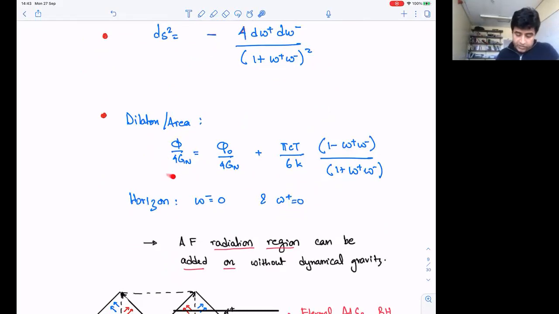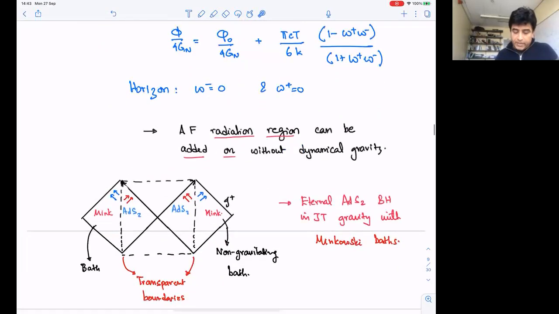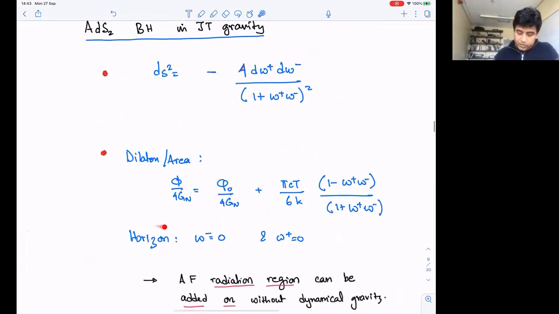So which is why I've written it in this form, phi over 4G Newton, which is like the entropy. And so that's equal to phi naught over 4GN plus this temperature dependent piece. So the dilaton in JT gravity knows about the temperature. For vanishing temperature, you get the extremal solution. And when the temperature is turned on, the dilaton has a non-trivial profile. So this is all where the information about the temperature is residing. And the horizon in these coordinates is at W minus equals zero and W plus equals zero. So this is what describes the two-sided black hole in JT gravity.